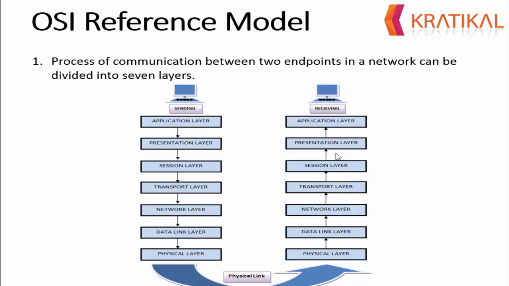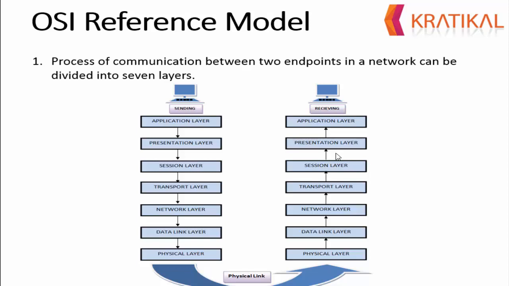Now when a message is sent from A to B, each of those layers will add some information and pass that particular package to the layer just below it, and that's how the whole packet will reach the physical layer, which in turn will send the packet over to the physical layer of the receiving point B. That's how this whole setup works.